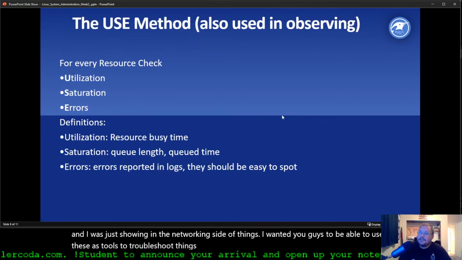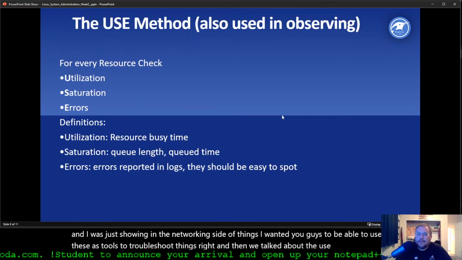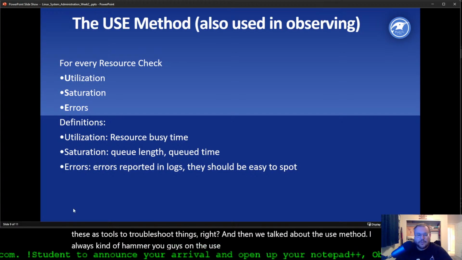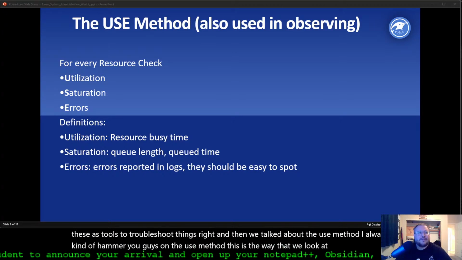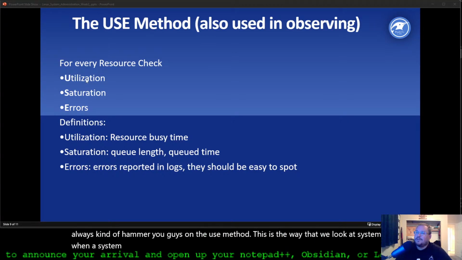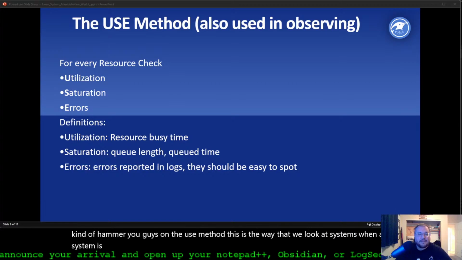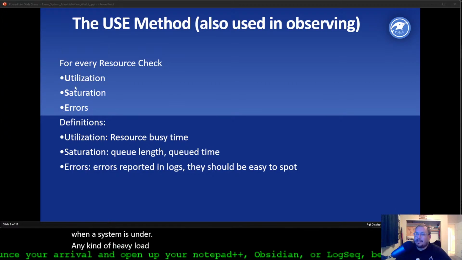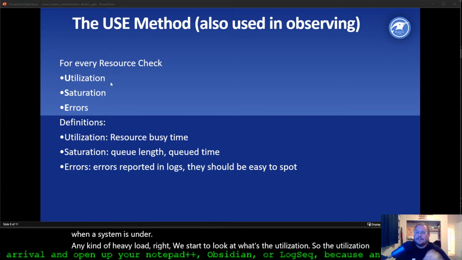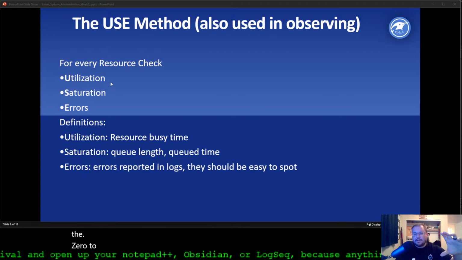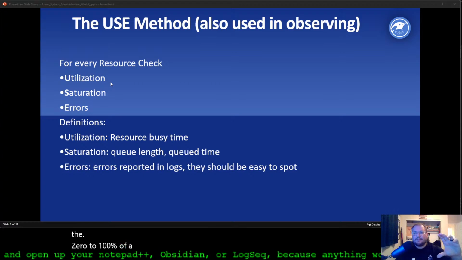And then we talked about the USE method. I always kind of hammer you guys on the USE method. This is the way that we look at systems when a system is under any kind of heavy load, right? We start to look at what's the utilization. So the utilization is the 0 to 100% of a fully utilized system, right?